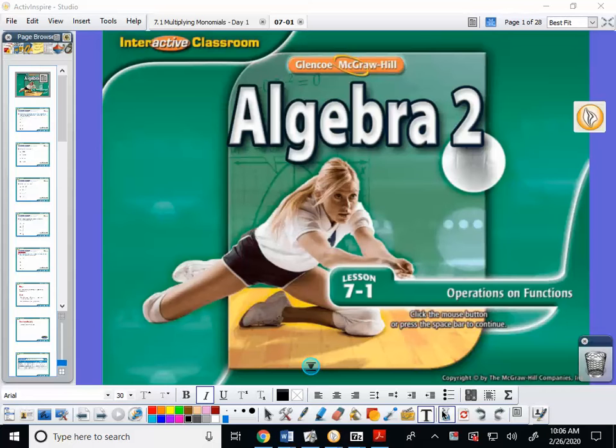Section 7.1, operations on functions. A lot of what we're going to do in this section is dealing with function notation. We are going to add, subtract, multiply, and divide functions, as well as figure composition of functions, putting one function into another. It's very similar to things that we did in the last chapter. So we're going to utilize a lot of those rules on simplifying polynomials here in this lesson today.